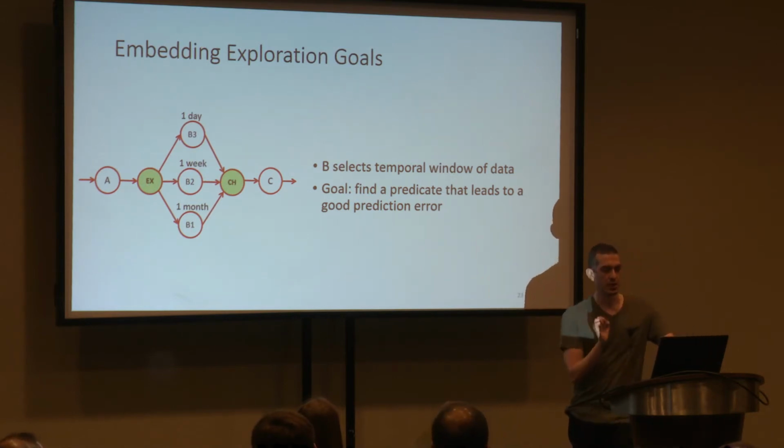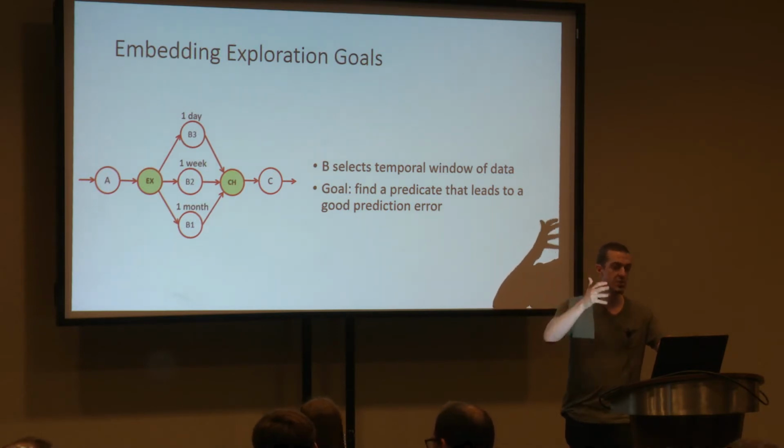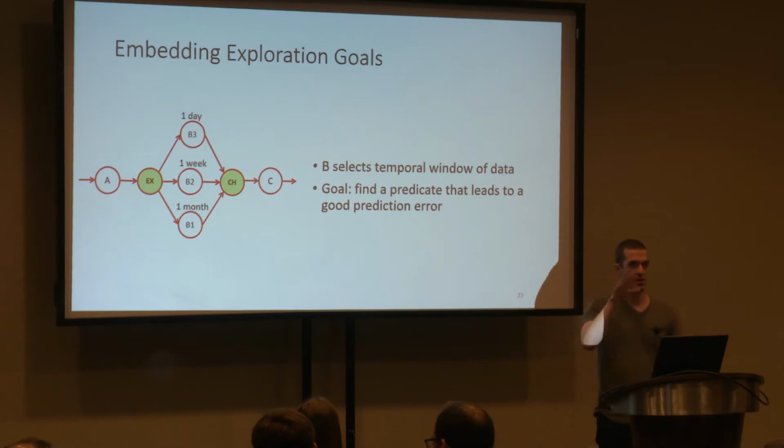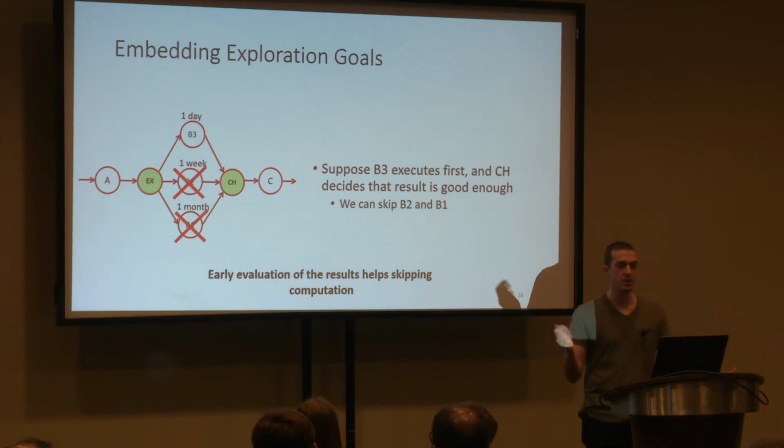And the user's goal here is to find any of those parameters that leads to some model with a prediction error within some bounds. So assume just some threshold. Any of B3, B2, B1 that gives me prediction error below a threshold is good. What this means is that if, for example, we use B3 first, we get the results, we get the prediction error, and that is good enough, then there's no need to run B2 and B1 because we've already found one parameter that's good.